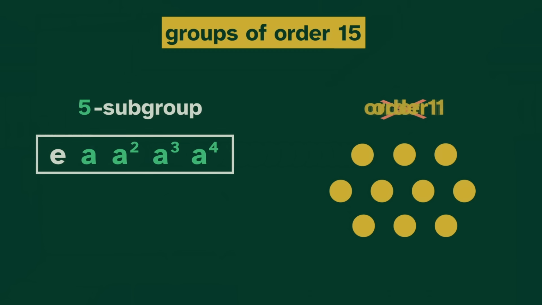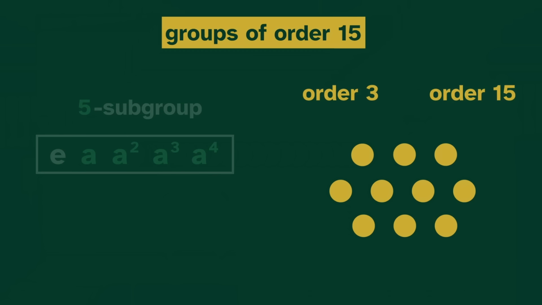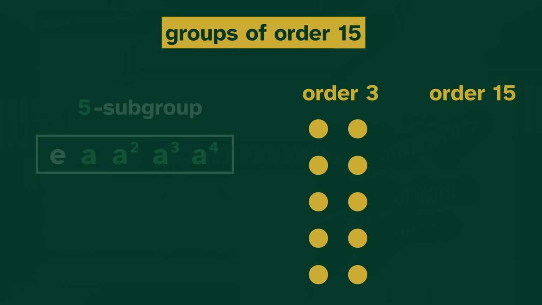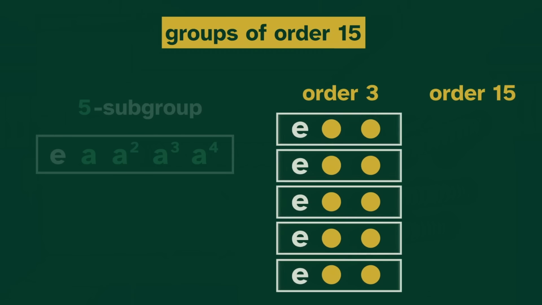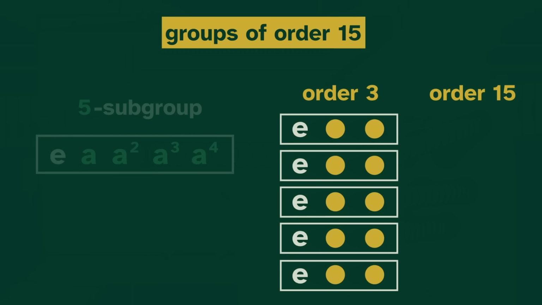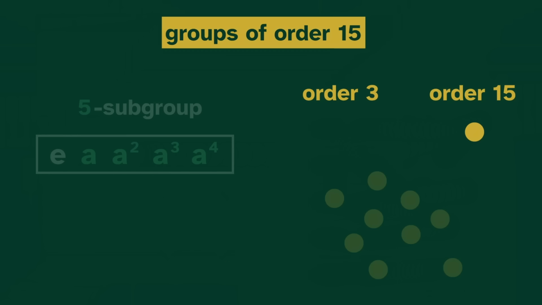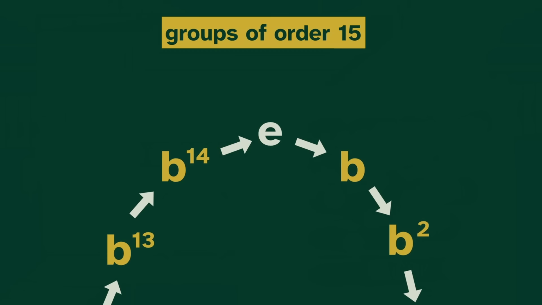Einheit. So they must have orders 3 or 15. And at least one of them has order 15. Otherwise, if they were all order 3, they would split into 5 different 3 subgroups. But 5 is not 1 mod 3, so that breaks the Sylow theorems. So there's at least one element of order 15, meaning that we get a 15 cycle. C15 is the only possible group of order 15.